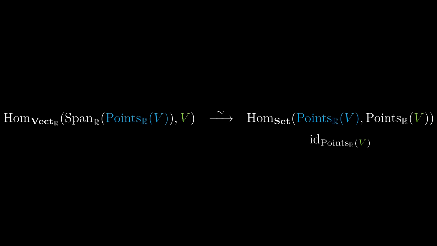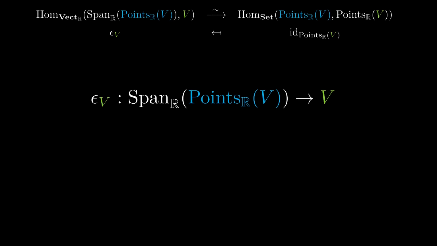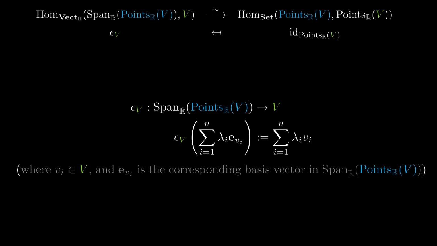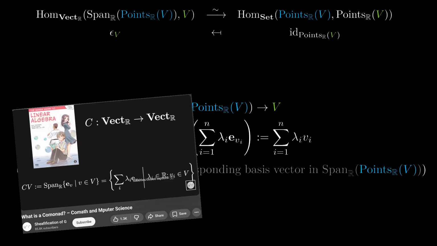If we pull the identity map through the correspondence onto the left-hand side, then we get a linear transformation which I may call epsilon. Concretely, this epsilon is a map that takes formal linear combinations in the vectors of V and evaluates them as genuine linear combinations in V. This map may seem eerily similar to the co-unit map of a comonad, but again, I digress.